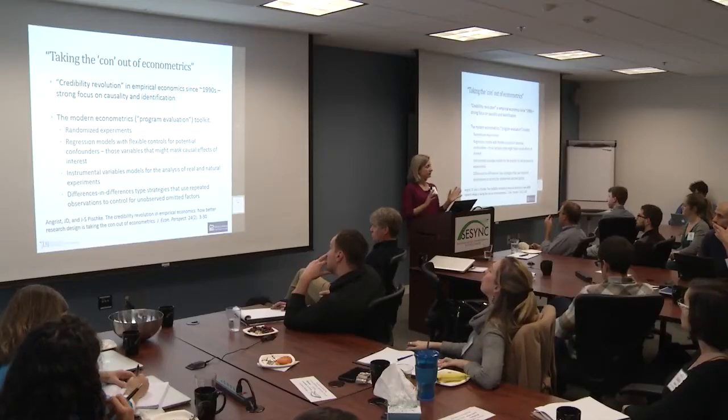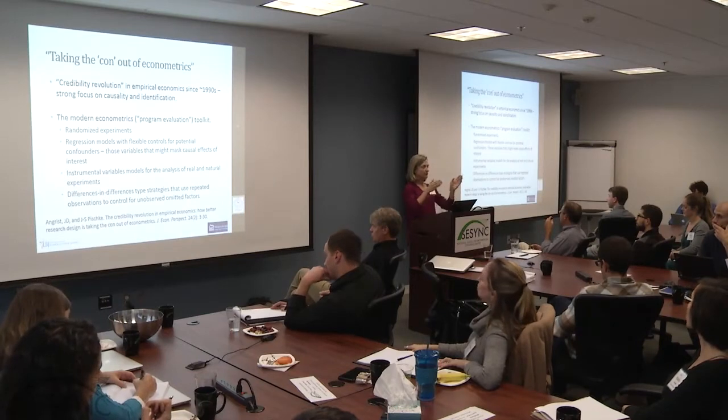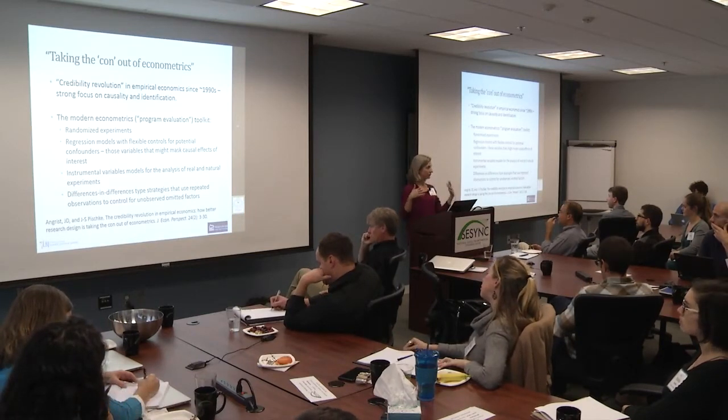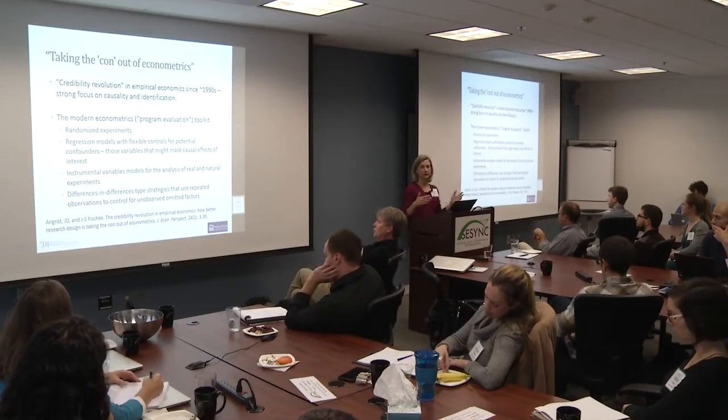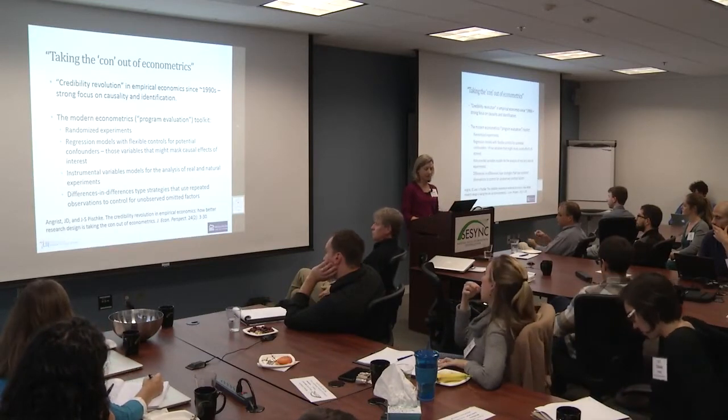And then there's a whole set of observational methods: regression models with flexible sets of controls, often very large sets of controls, that deal with any potential confounding sources of variation that you think might mess up your ability to draw causal inference from your regression technique. Instrumental variables models, which were discussed in the readings assigned for today, for the analysis of real and natural experiments. I'll be clear about what I mean by natural experiments in just a minute. And then difference-in-differences type strategies that use repeated observations on the same units, households or firms or some other entity, over time to control for these unobserved omitted factors that we think might be confounding.